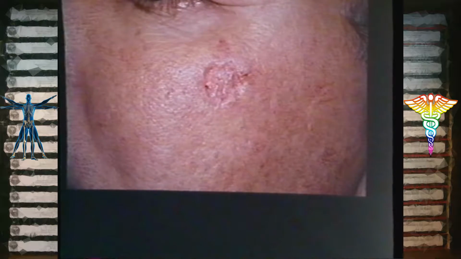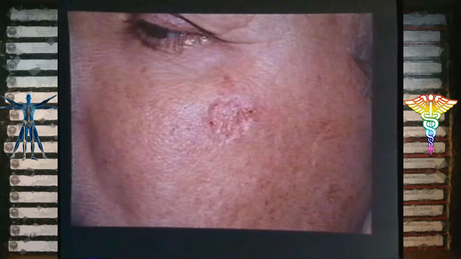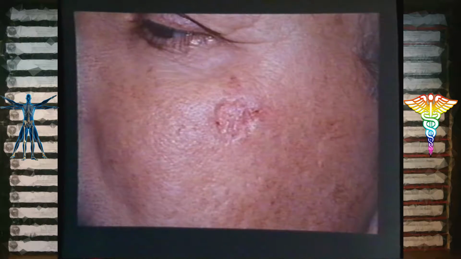Again, we have another depressed scar-like area. This looks like a site of an old injury, scar-like process. But this, in reality, is a scarring type process, a morpheaform basal cell carcinoma, much more dangerous than the other ones we've talked about so far.